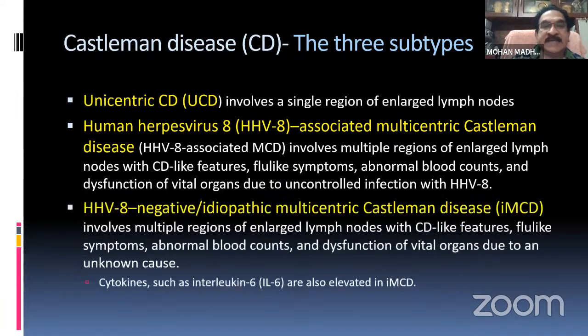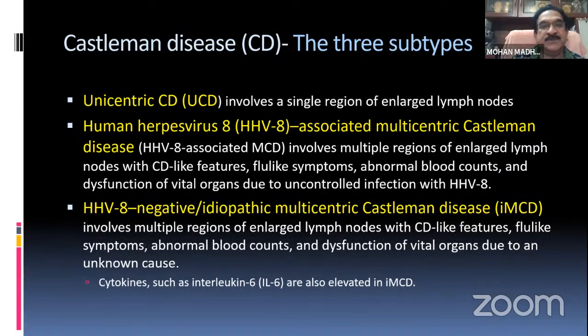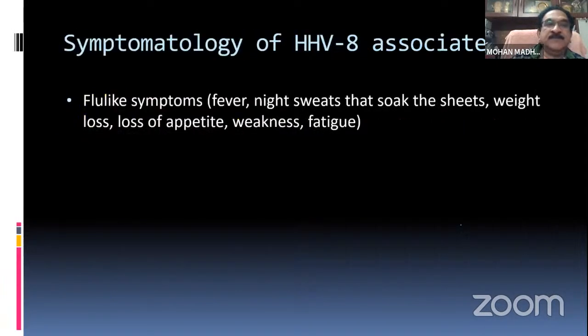Now, HHV8 negative or idiopathic multicentric Castleman disease involves again multiple regions of enlarged lymph nodes with Castleman disease-like features, flu-like symptoms, abnormal blood count, and dysfunction of vital organs due to unknown cause. Now, the flu, what is the symptom? Our patient had HHV8 associated Castleman disease. So, what is the symptomatology?